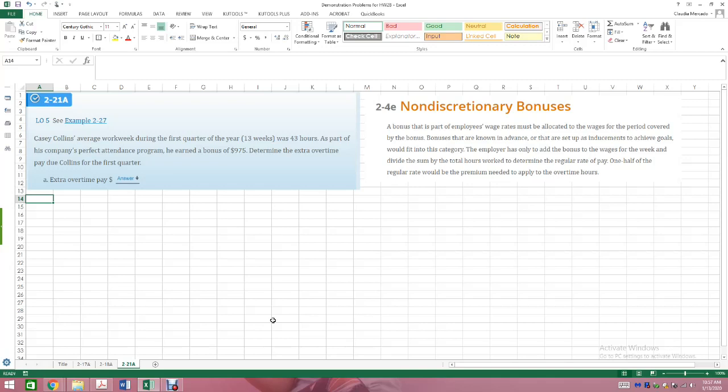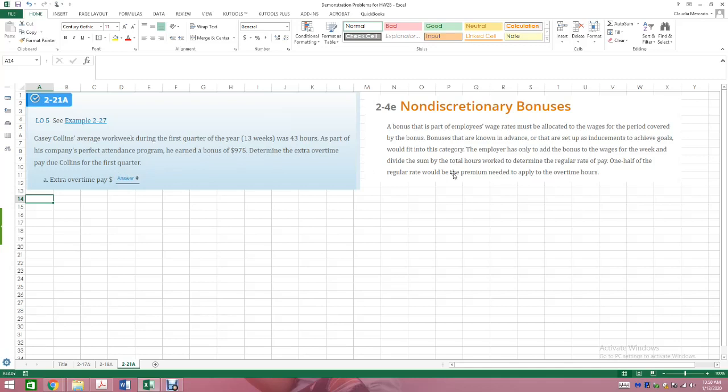And why do we need to do this? Because on average, this employee worked 43 hours. So there is some overtime involved. If the employee had only worked 40 hours, then all he gets is the $975. But because he did work some overtime, there has to be some overtime pay that is due as a result of the bonus.